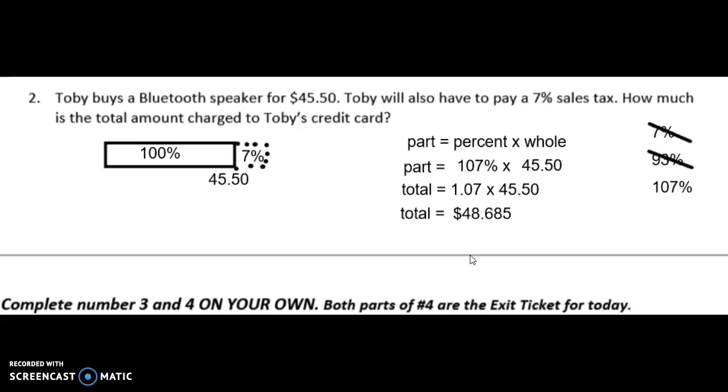So here's the question. If you're the store owner, if you're the government agency assigning the sales tax, are you going to round that down? You're going to round that up. If 5 or above, give it a shove. So the total would actually be, Toby's going to pay $48.69.